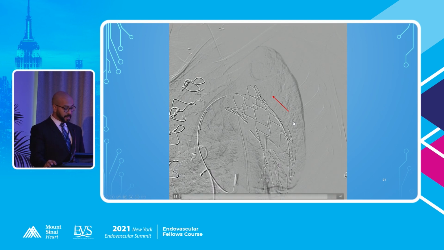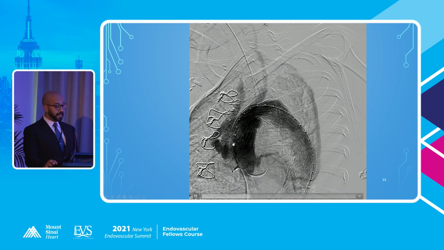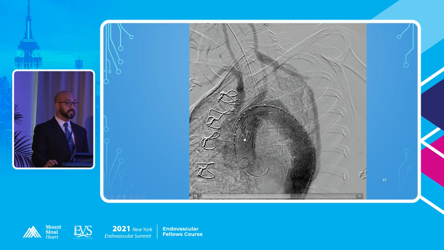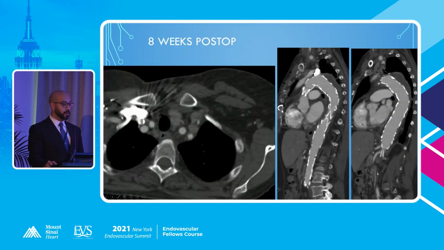We went ahead from there and we extended this with another Zenith alpha endograft, and we brought this all the way down to zone 0, in which we were able to cover basically the entire arch. And now we have, between the aorta innominate bypass and the carotid subclavian bypass on the left, the vessels all covered up. We then completed with placing an Amplatzer plug in the left subclavian artery.